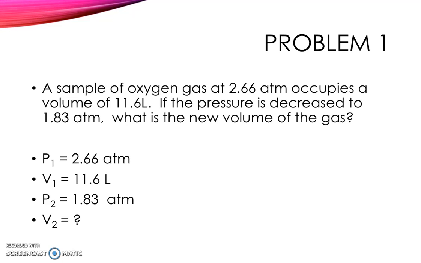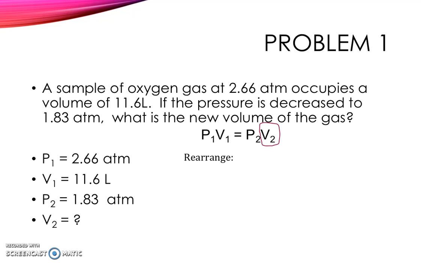Okay, so we want to start with the equation. The only variables are P and V, so we can just use Boyle's law. We could use the combined gas law and just leave the temperatures out, but that really reduces to Boyle's law. P1 times V1 equals P2 times V2. Okay, we're solving for V2.